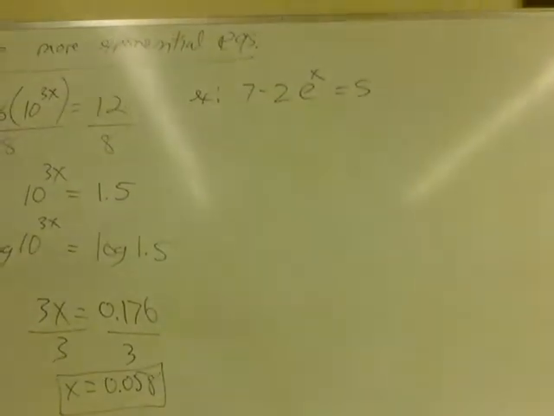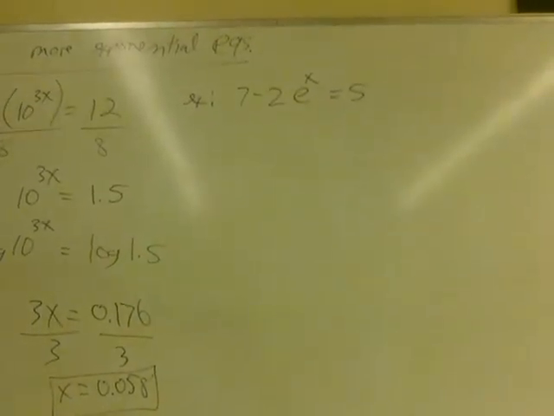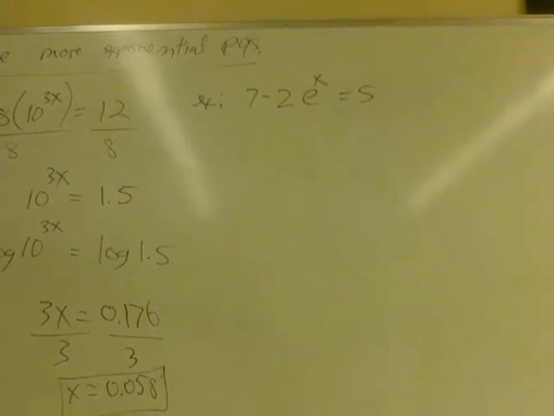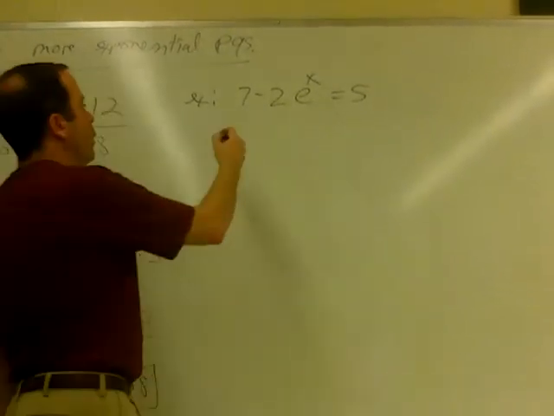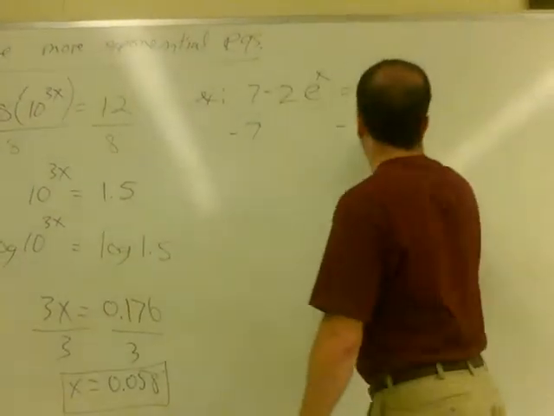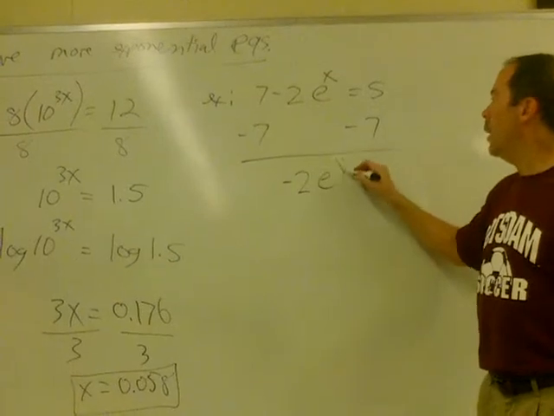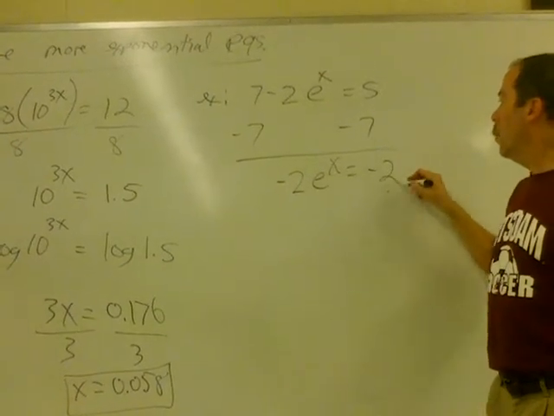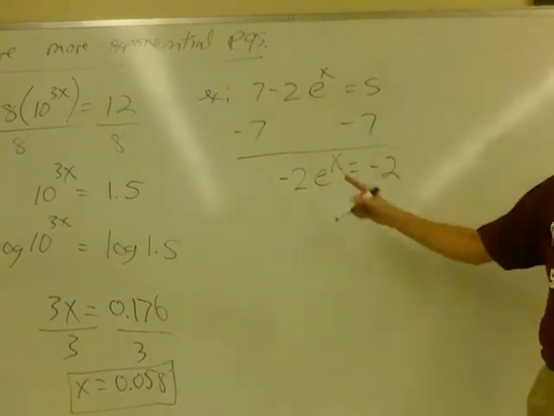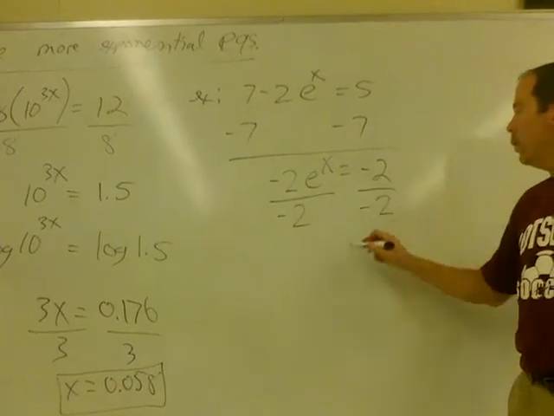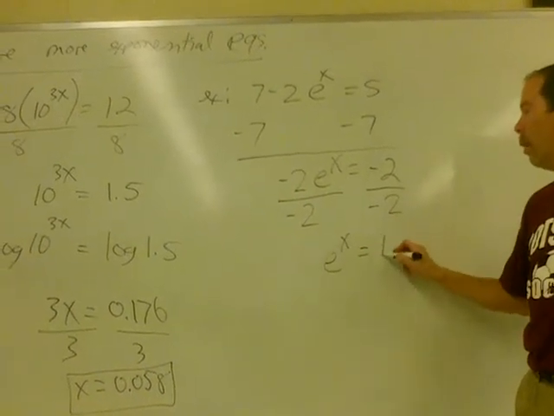All right. So this one's going to be fun. Looks good. All right, your first thought. Take care of the plus 7. Subtract 7 from both sides. All right, so the 7s are gone. We get -2e to the x. I mean, you can divide by 2. Yeah. We will divide by -2. Still trying to isolate the exponential term. So we get e to the x equals 1.